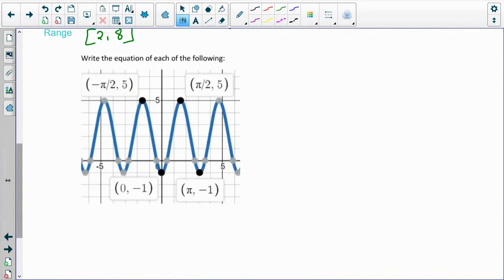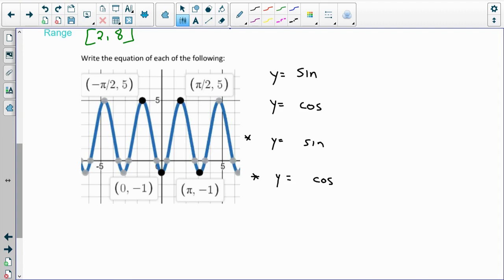Write the equation of each of the following graphs. So now we're going to work backwards. And I'm actually going to write a lot of different equations here, just to make sure that we're on the same page. I'm going to write a positive sine equation, a positive cosine equation, a negative sine equation. So I'll put a star to remind myself that that's what I'm doing. And a negative cosine equation.